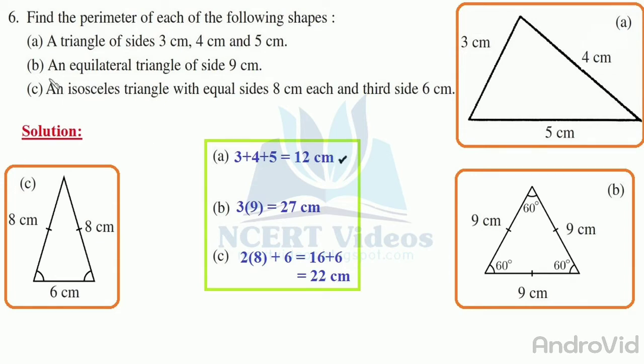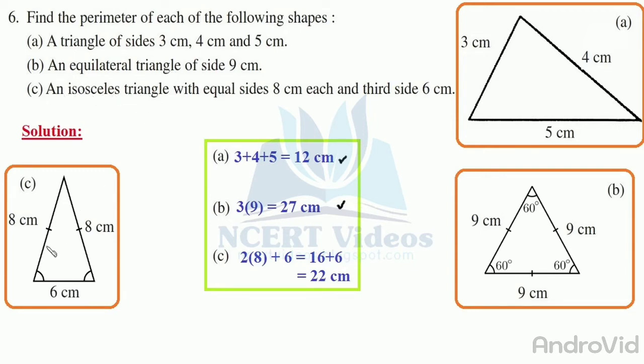Now B part, an equilateral triangle of side 9 cm. Equilateral means 3 sides equal. So we will simply multiply 3 into 9 and each angle is 60 degree. It is well known. So we will multiply 3 into 9 to give you 27 centimeter as your perimeter.